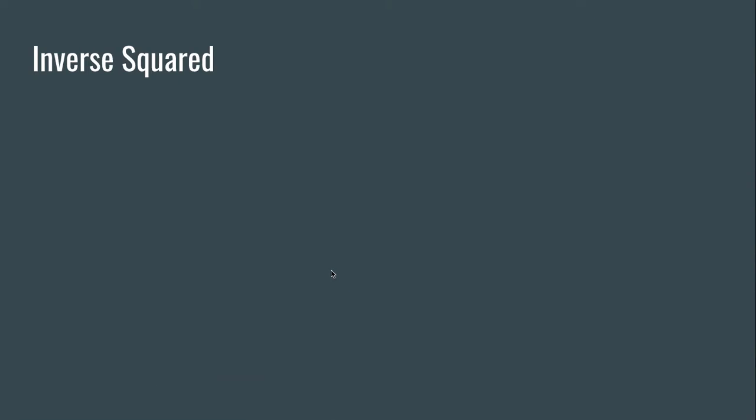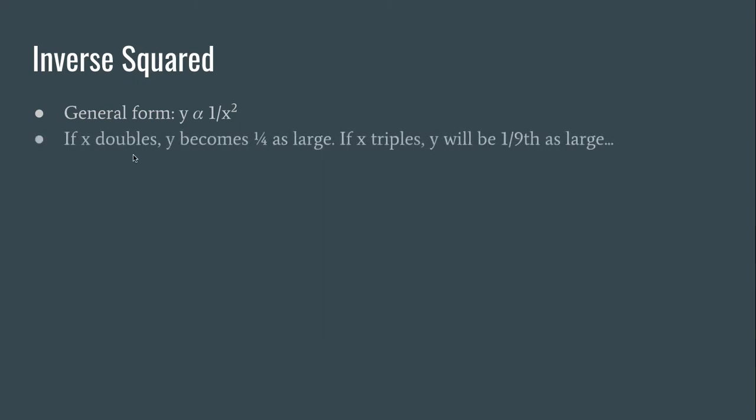The next one is inverse squared. It takes a general form. Inverse is going to be 1/, but then the x is squared in this case. If x doubles, y becomes 1/4 as large because I stick a 2 in here for the x, and then I square it and I get 1/4. If x triples, y will be 1/9 as large.